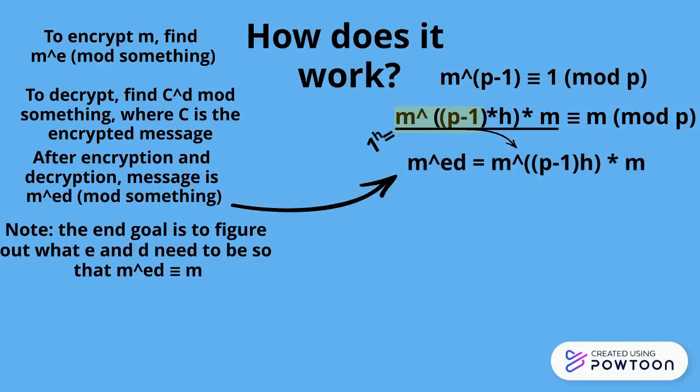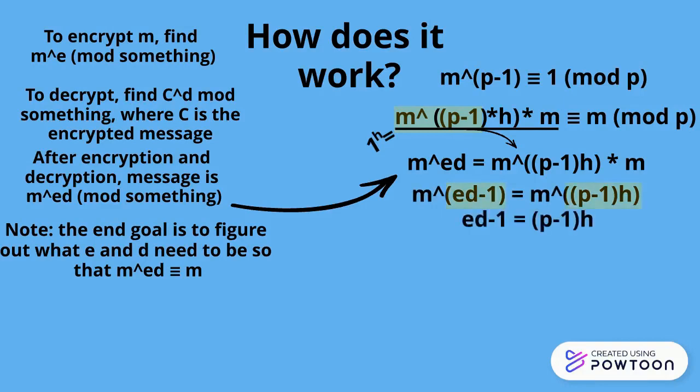We do this because as long as the equation holds true, m to the power of ed, the message after encrypting and decrypting, will equal m, the original message. We'll divide both sides by m now, and lastly, these parts must be equal because the bases are the same, so we get ed minus 1 is equal to p minus 1 times h. We can reinterpret this as ed minus 1 is divisible by p minus 1.